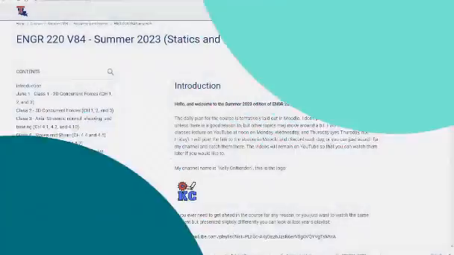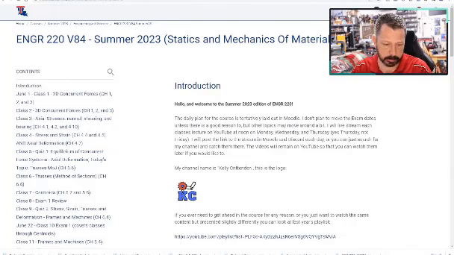Let's look at our syllabus here. So here is the Moodle page. So we're using Moodle for this one. We haven't switched over to Canvas for this. So this one will be in Moodle. You should have access to this if you're taking the course for credit.